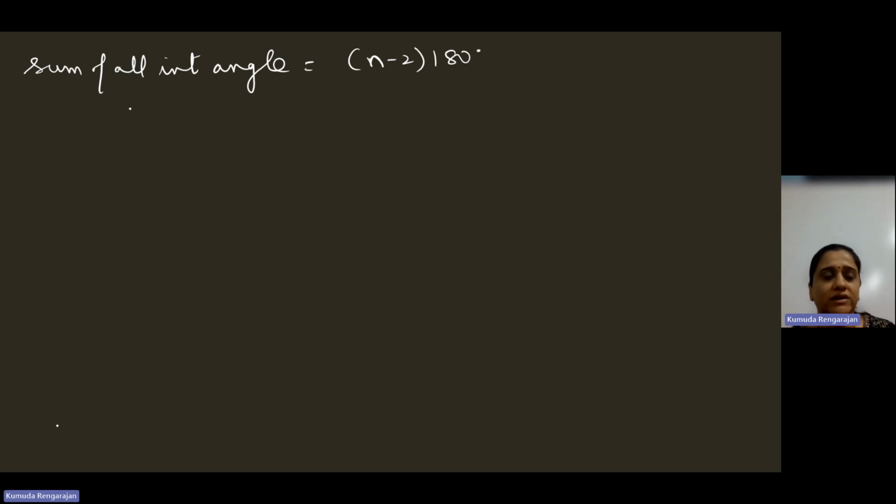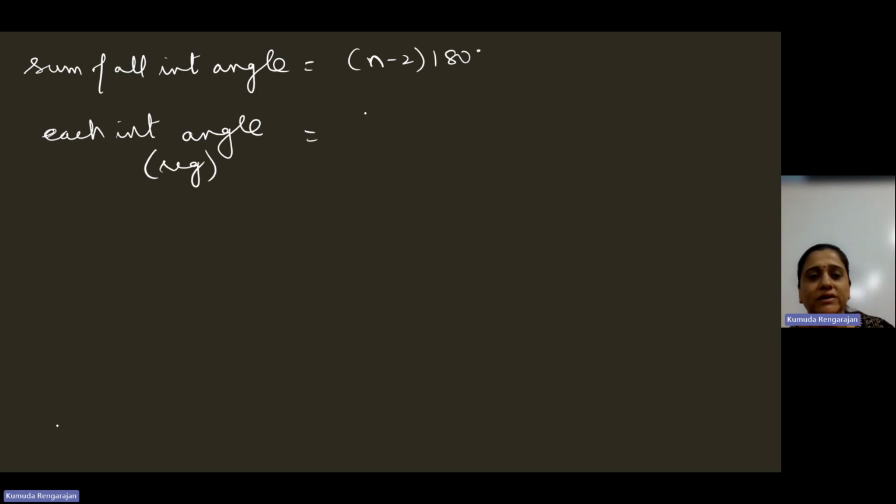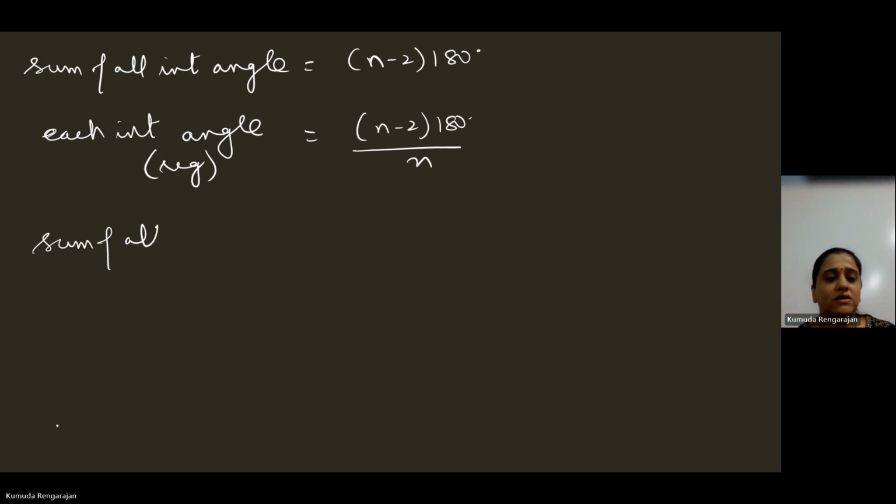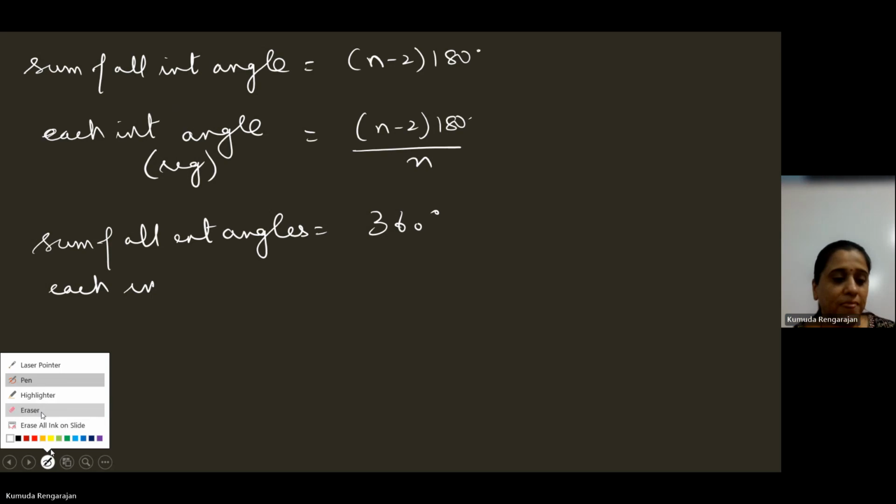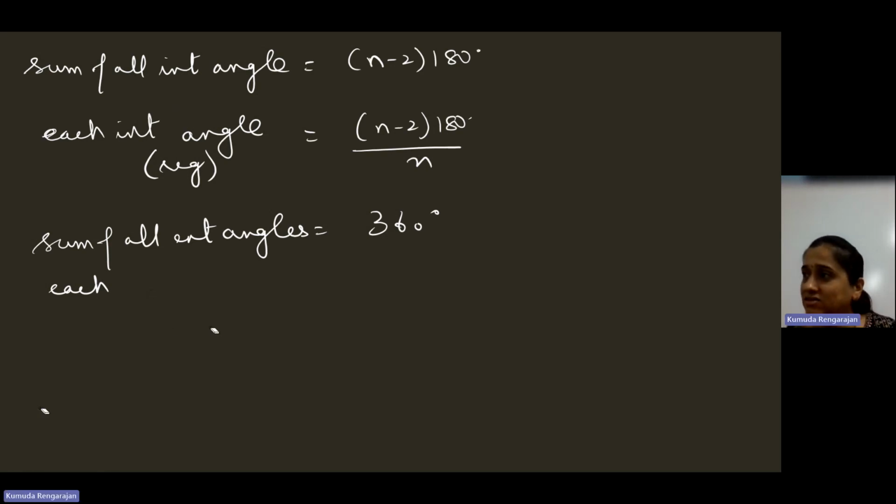Now, in the case of a regular polygon, each interior angle will be (n minus 2) into 180 by n. What's the sum of all exterior angles? 360 degrees. Sum of all the exterior angles, 360.